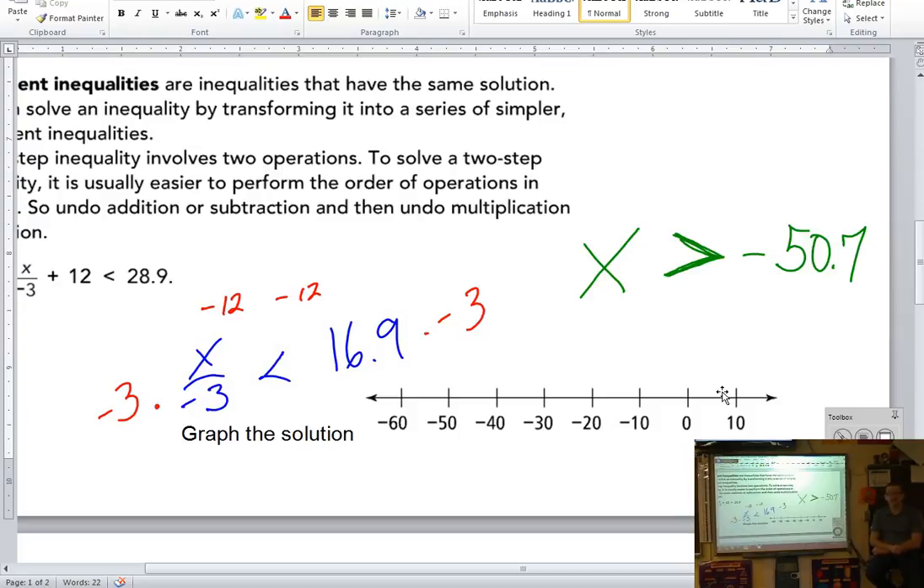So, where am I going to draw my circle? How do I know where to draw my circle? Julian? To the left of negative 15. Yeah, I want to go to negative 50 and go slightly further. So, negative 50.7, right about here.